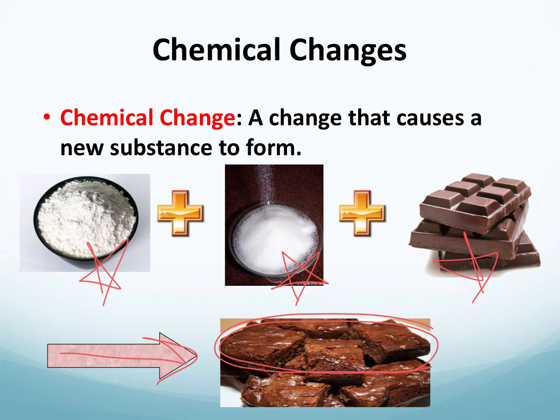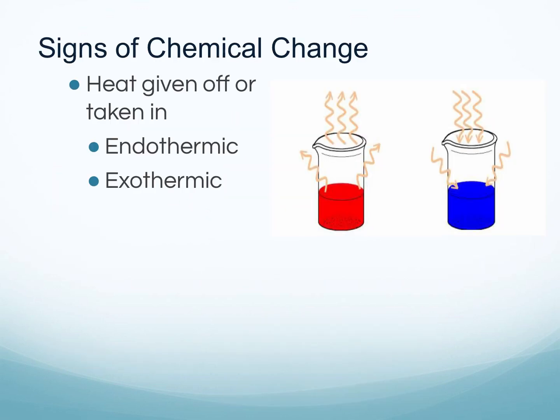We also see a lot of chemical changes in chemistry. There are a lot of different signs, some indicators that chemical changes have occurred. If we're mixing chemicals together and we notice that heat is either given off or taken in, that is a sign of a chemical change. So endo, meaning into, thermic, that's talking about heat or temperature. Taking heat in, that's endothermic.